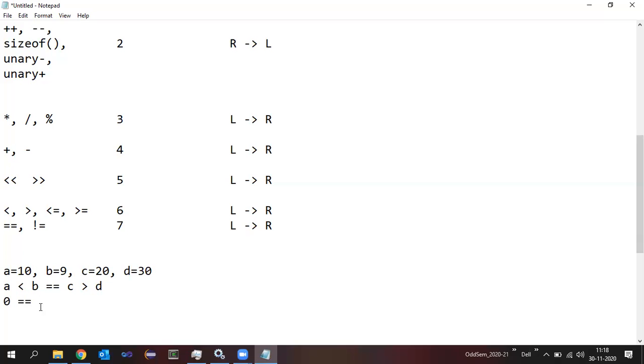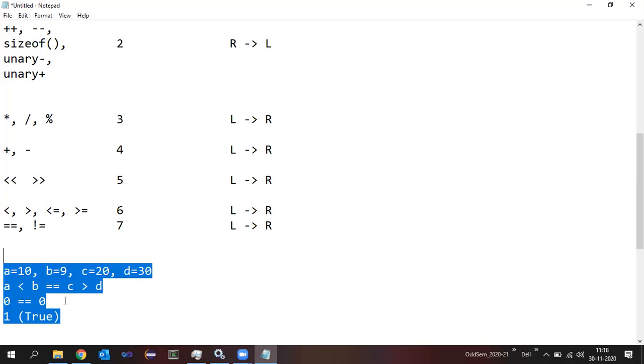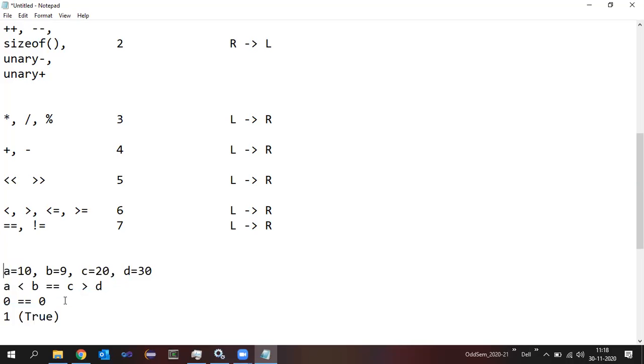Then equals to. Then what do we have on the right side? C greater than D. So 20 greater than 30 is False, which is 0. So 0 equals to 0. Yes, True, right? What is the binary number, the numeric value here? It is 1. In this way, the interpretation can be done when we have similar types of operations performed.